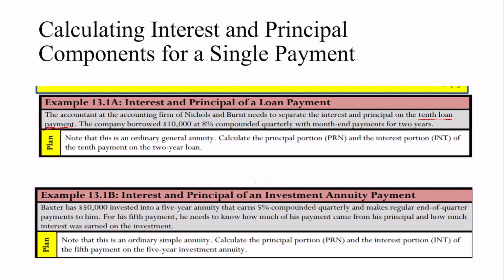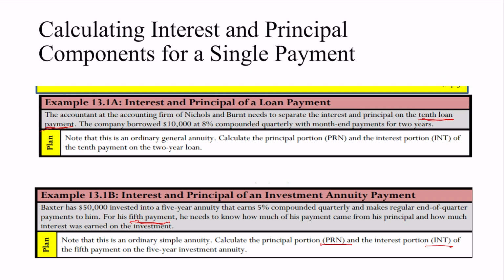Baxter has a 50,000 investment into a 5-year annuity that earns 5% compounded quarterly and makes regular end of quarter payments to him, for his fifth payment. Here we discussed the 10th, here we are saying the fifth. He needs to know how much of his payment comes from his principal and how much interest is earned on his payment. So we want to find out the PRN and INT.